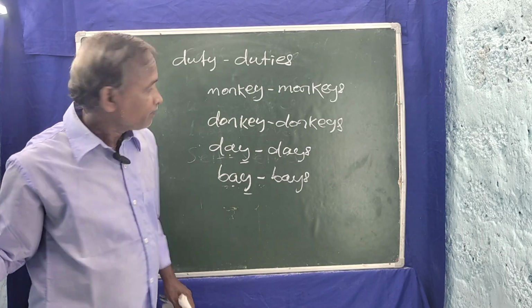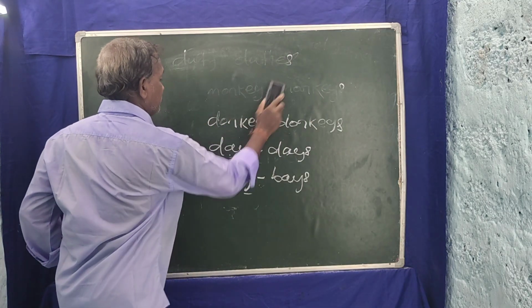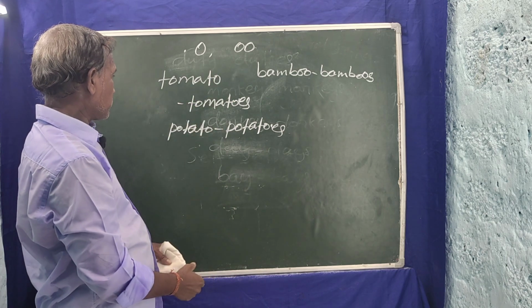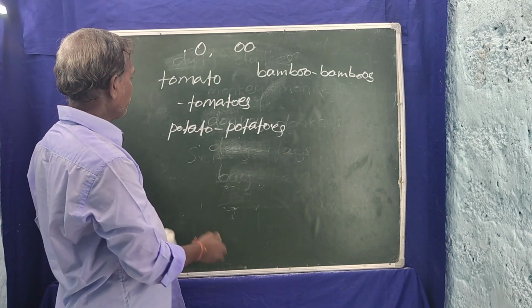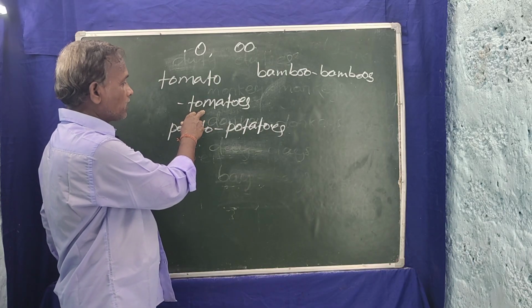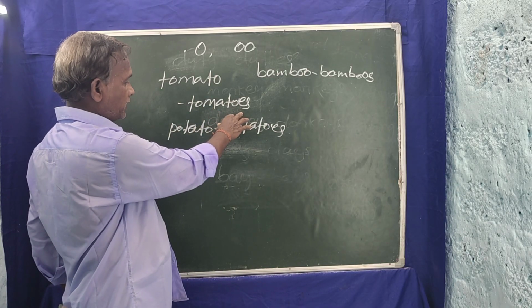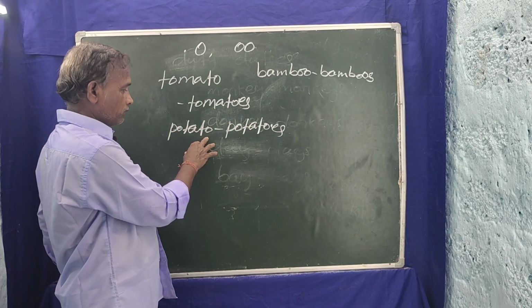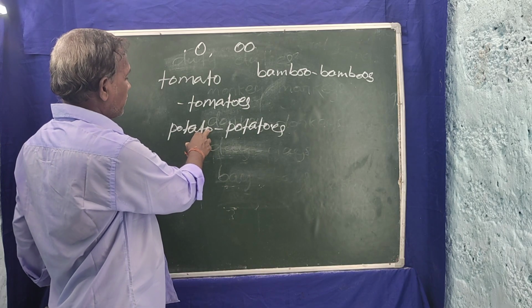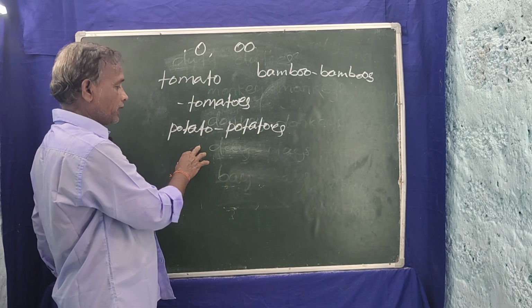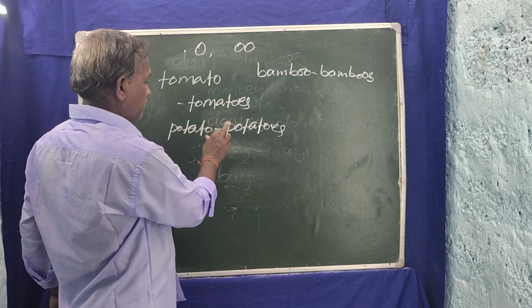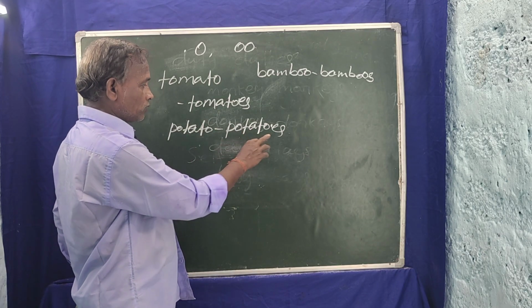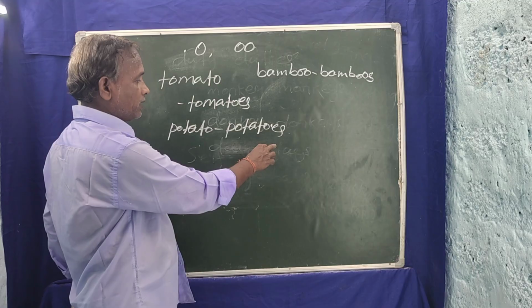O and double O. Tomato ends with only a single O, so its plural form is tomatoes. ES is added. Potato ends with O and the letter before it is a consonant, so its plural form is potatoes. So ES is added.